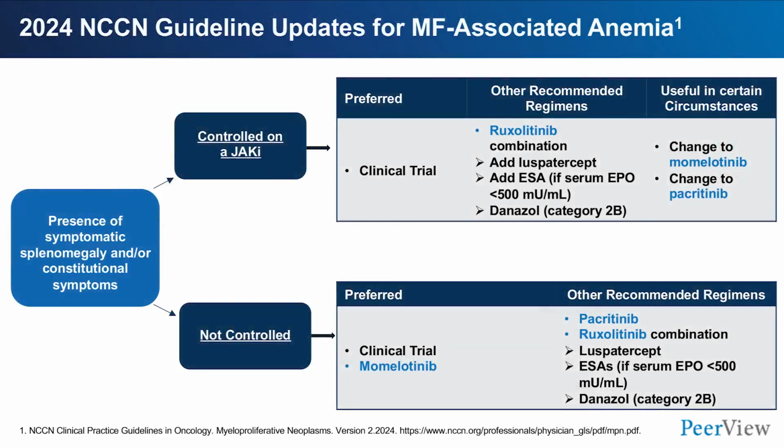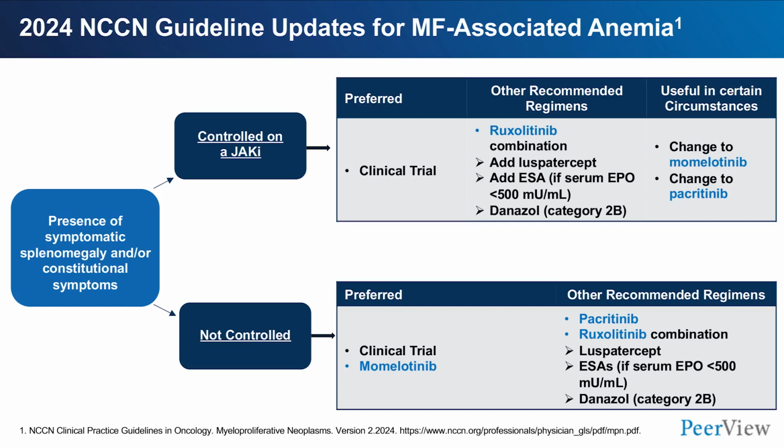And I think that the NCCN guidelines 2024 were very pragmatic because they designed 3 different scenarios for patients with anemia. One scenario is anemia and the presence of symptomatic splenomegaly and/or constitutional symptoms that are controlled by JAK inhibitor. And so the choice is a clinical trial. In general, all these conditions are unmet medical needs, so the clinical trial is compulsory. The other recommended regimens may include ruxolitinib in combination with luspatercept or with ESA if the serum erythropoietin is below 500, or plus danazol. And as an alternative in special circumstances, we can change to momelotinib or to pacritinib.